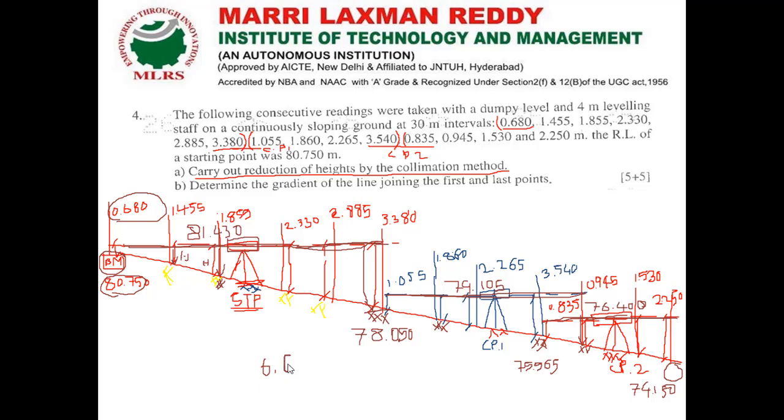And the distance covered from the first point to the last point is 1, 2, 3, 4, 5, 6, 7, 8, 9, 10, 11. So totally we have covered 11 intervals. So 11 into 30.